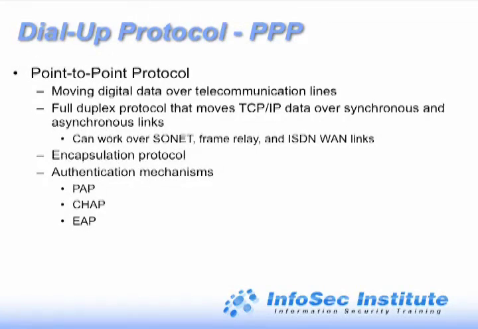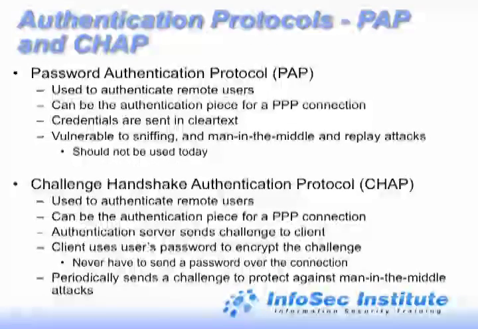Okay, the full duplex protocol moves TCP data over synchronous and asynchronous links, and is an encapsulation protocol. Basically, the authentication mechanisms would be PAP, CHAP, and EAP. Password Authentication Protocol uses authentication for remote users. It can be an authentication piece of a PPP connection, and credentials are sent in clear text. This is vulnerable to sniffing, man in the middle, and replay attacks.